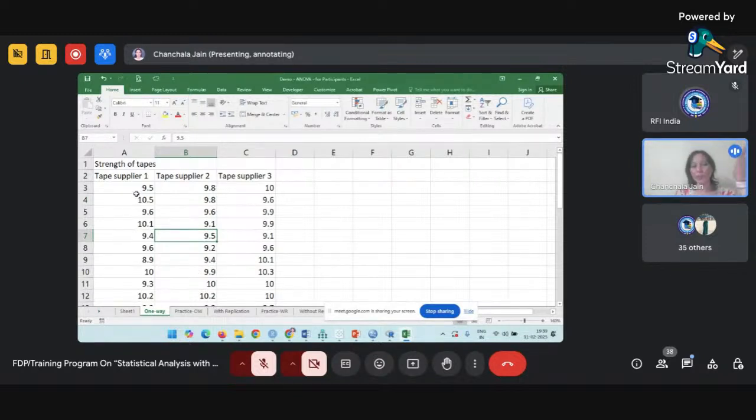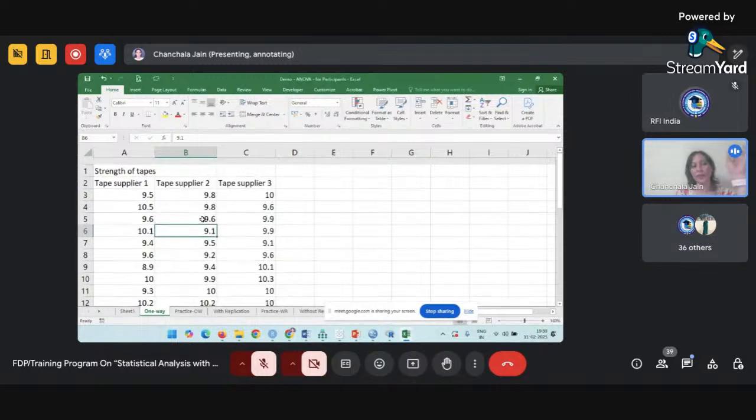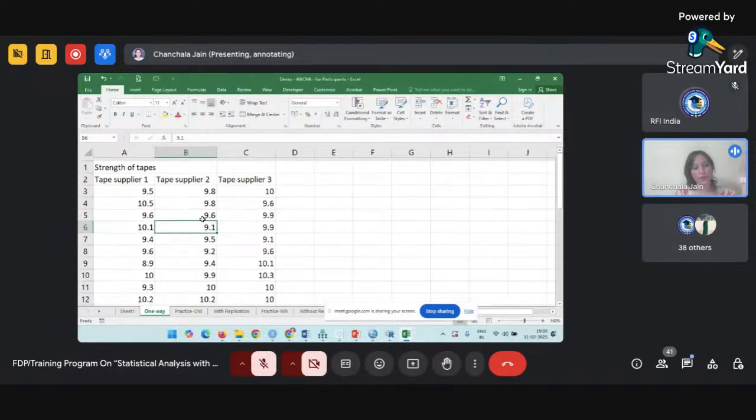We want to compare the mean tape strength, right? And we are having the next variable, which is the categorical variable, that is the type of supplier, right? Supplier 1, 2, and 3. Getting me? So this way we are having the two variables. So this is the variable requirement for the one-way ANOVA. Only one categorical variable with more than two groups.